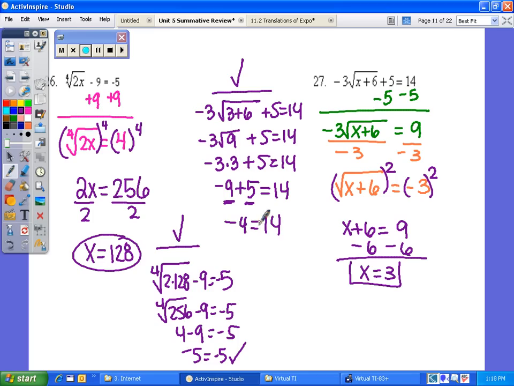It equals negative 4. So because the check doesn't work, that means that that answer doesn't work, and it's no real solution. The reason why it doesn't work is when you square a negative number, it gives you a positive number. But when you take a square root of that same number, you won't get the negative back. So you have to really watch that. That's why you do a check.